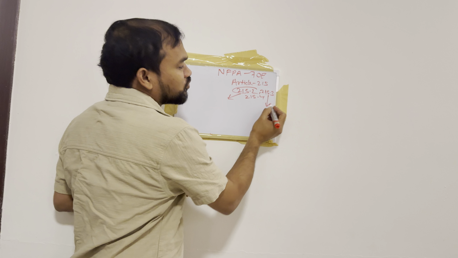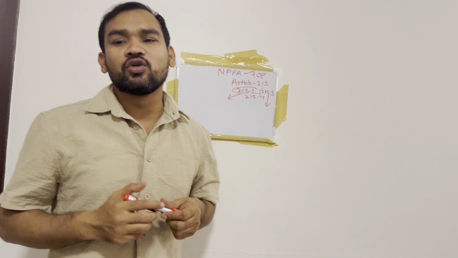Now we move to 215.3, open wiring protection. Open wiring protection means this section 215.3 covers the required open wiring protection, such as protection provided by location or barrier.